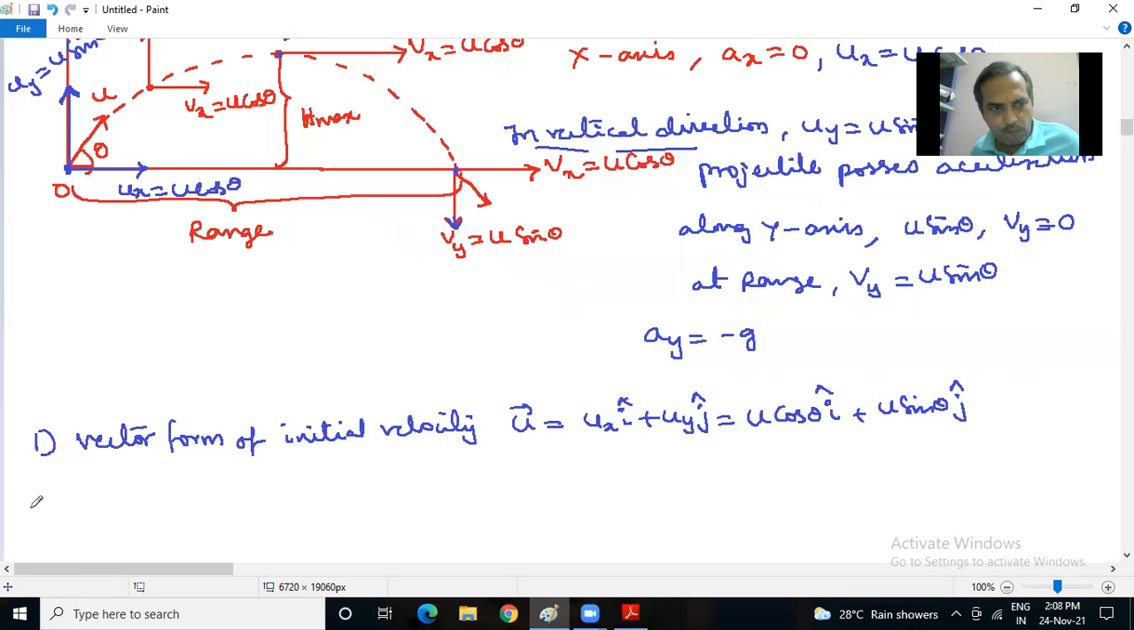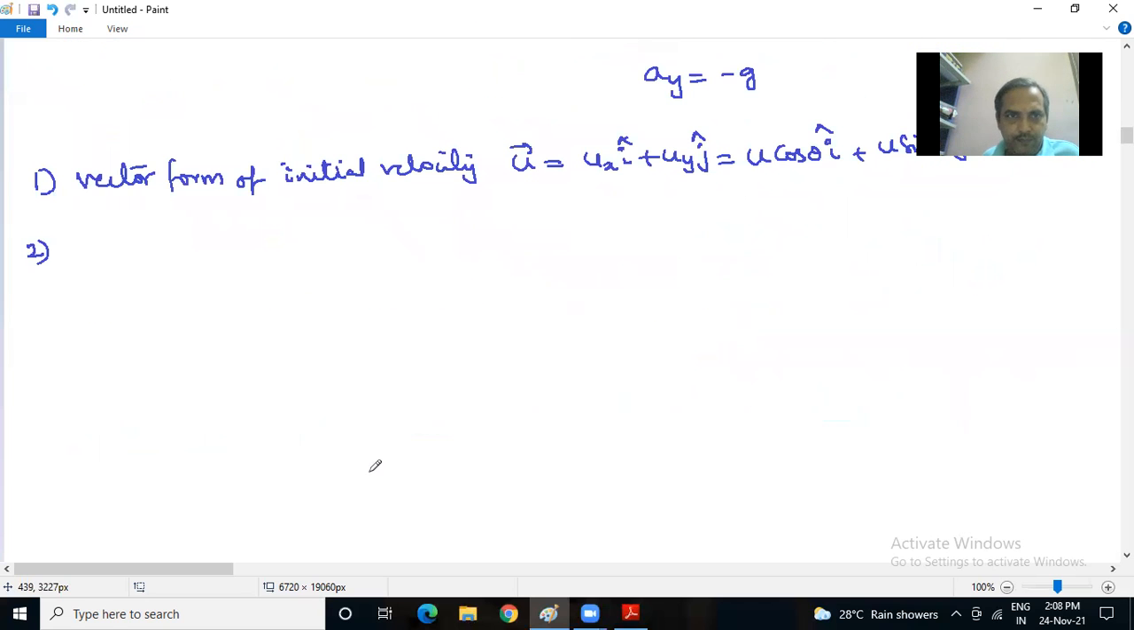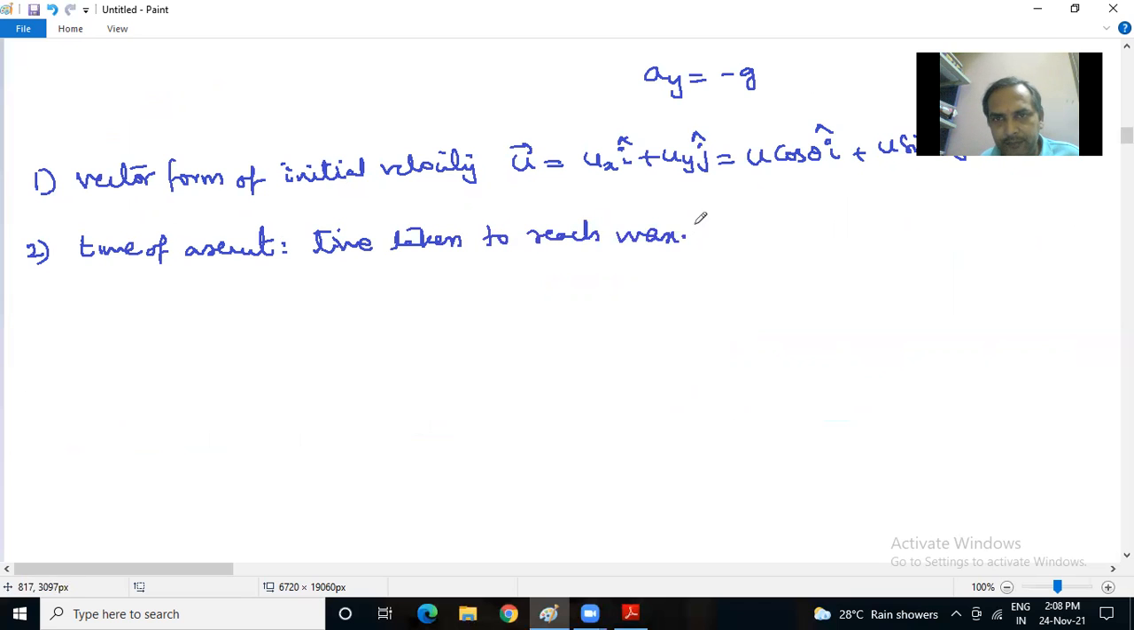Next, second, time of ascent. Time of ascent is the time taken to reach maximum height. So this is in the vertical direction.